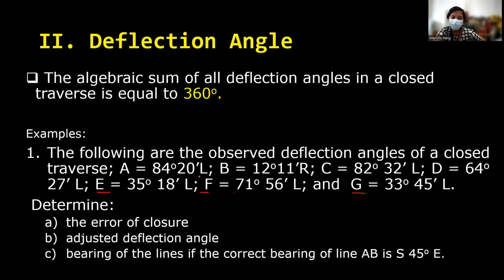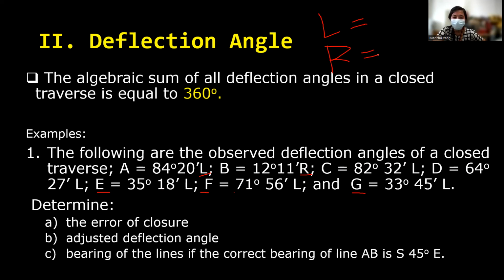Now, what's the use of L and R? When we see L, that is deflection angles to the left. And when we see R, that is deflection angles to the right. So now I'm going to show you that later.